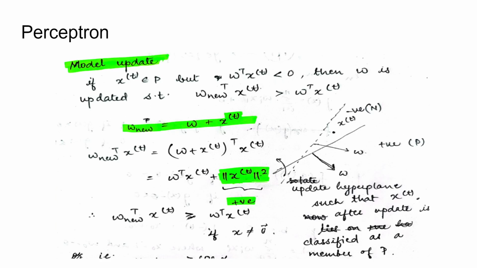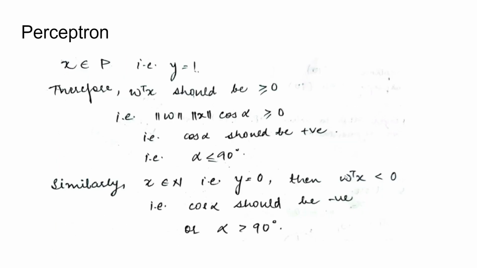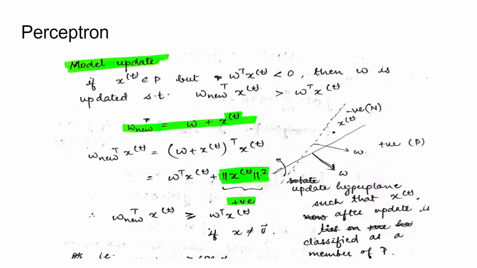Okay, now how do we do the model update? So far we decided that if we know w, then this is how we will be taking a decision. But the important question is, how do we know this w? So for that, this is how we can update w.